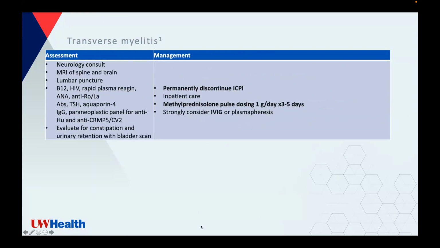And then I think the last one we have here under the neurology symptoms is transverse myelitis. Again, this is the spinal cord presentation. Permanently discontinue the ICPI and do methylprednisolone pulse dosing, 1 gram per day for 3 to 5 days, and strongly consider IVIG or plasmapheresis for these patients as well.